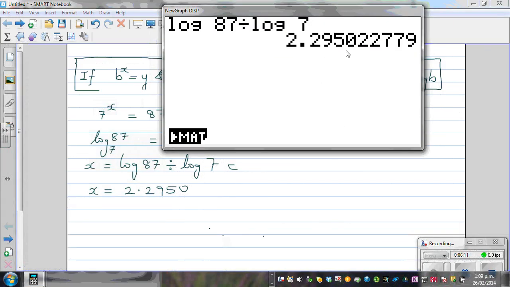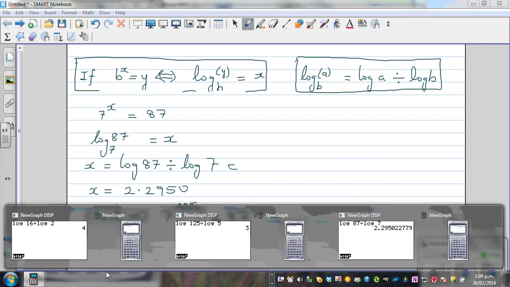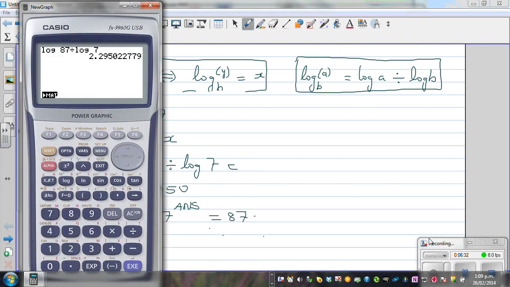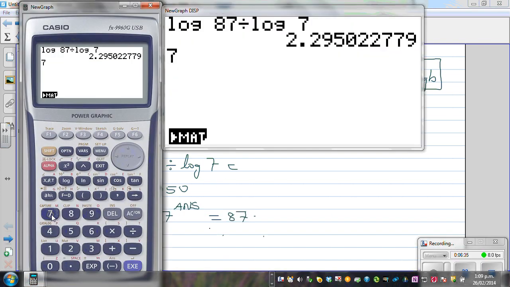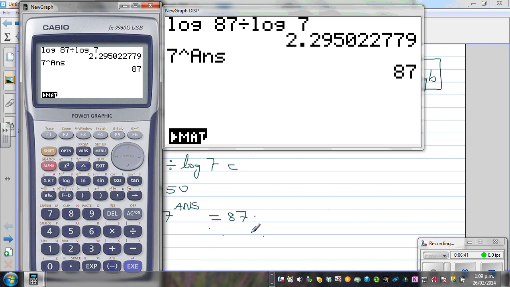2.295. Oh, that's fine. But to check your answer, how will you check? 7 raised to the answer. So this implies 7 raised to the answer, which is x, should give me 87, if you press the exact answer. So let me get my calculator. Hopefully this, yeah. So if you go 7 raised to answer, that'll give you 87, exactly 87.